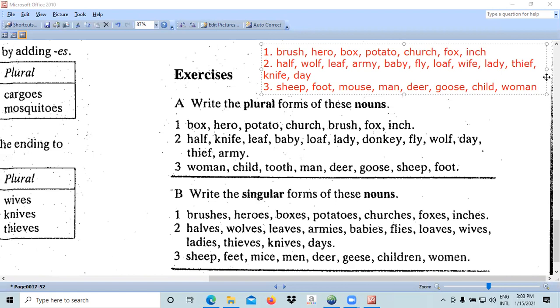Okay. So that is all for that page. So turn to the next page. It means page number 18.